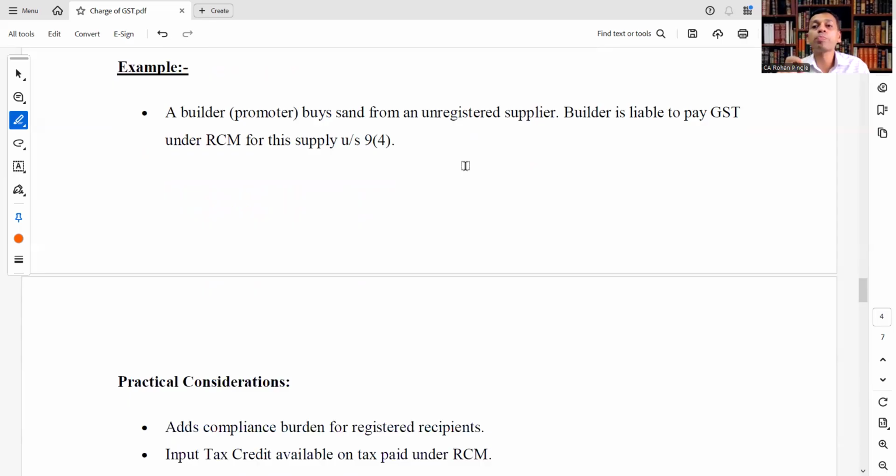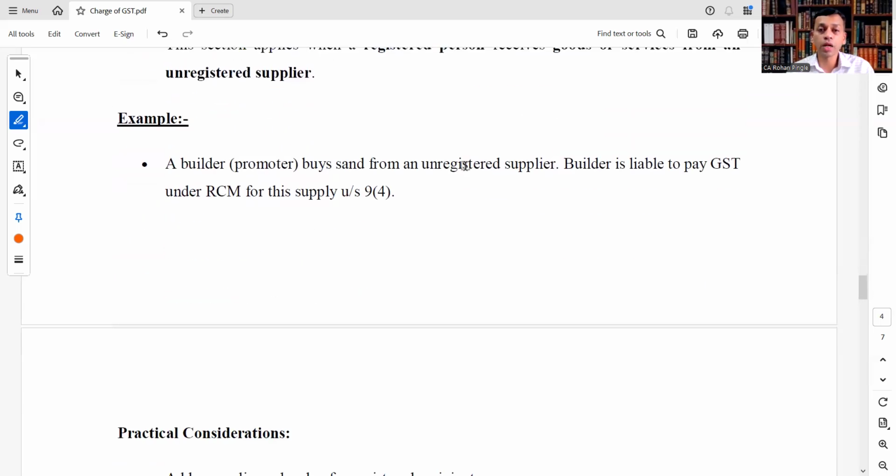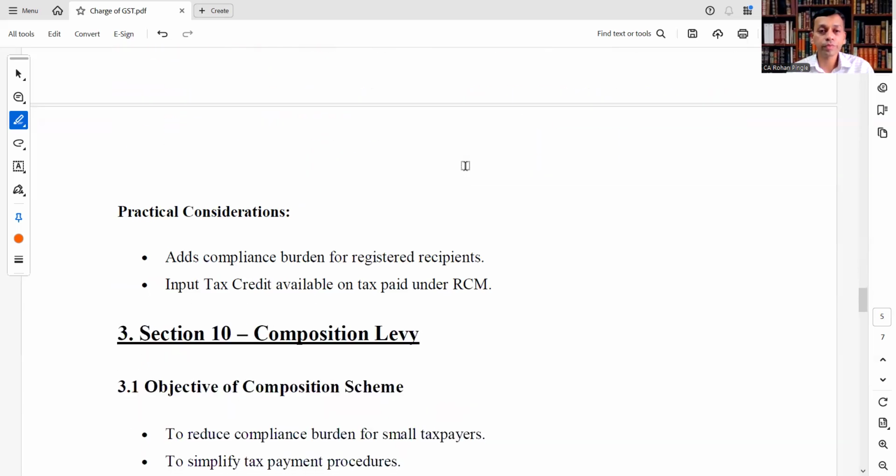Builder is liable to pay GST under RCM for this supply under section 9, subsection 4. Now it will be clear to you with the example. A builder promoter buys sand from an unregistered supplier. Builder is liable to pay GST under RCM for this supply under section 9 subsection 4, as builder is a registered person, supplier is unregistered, and sand is notified goods under that particular section.